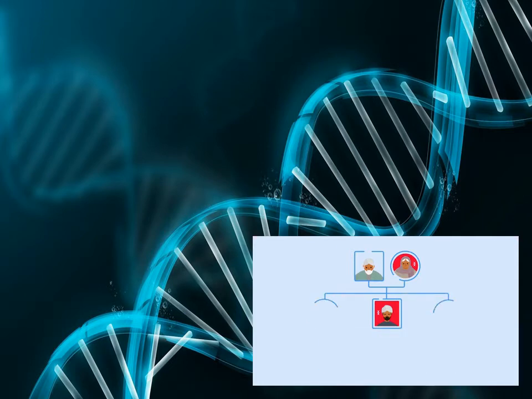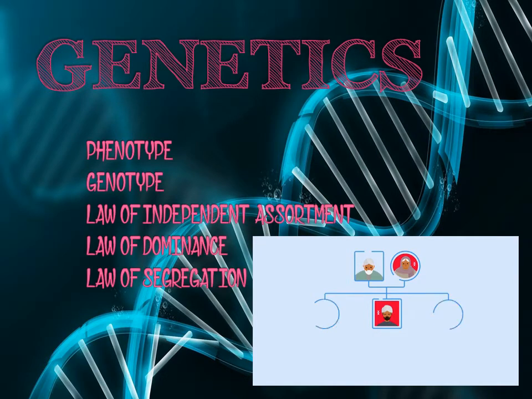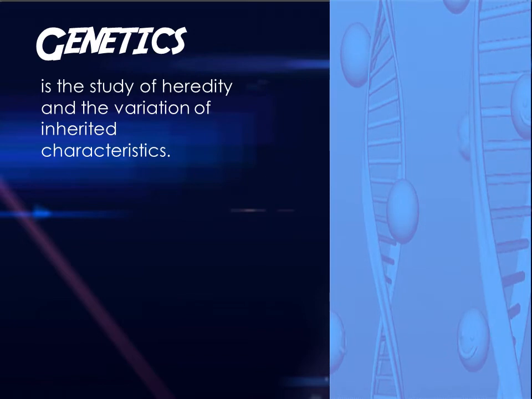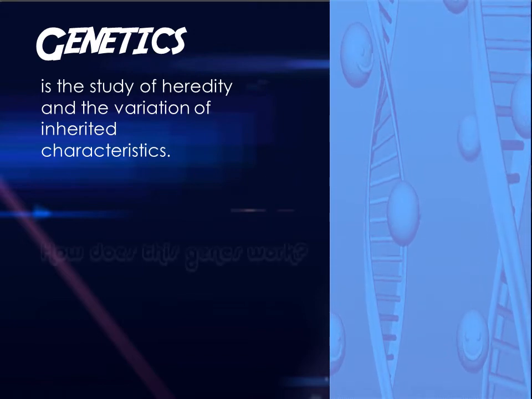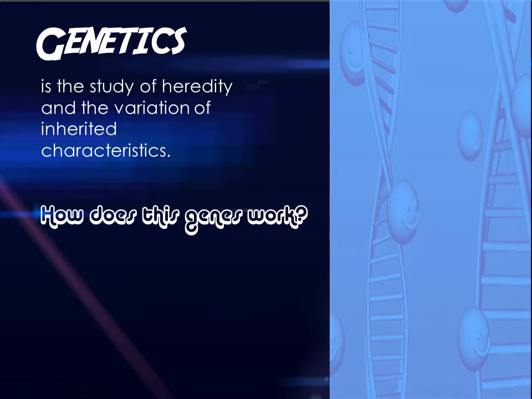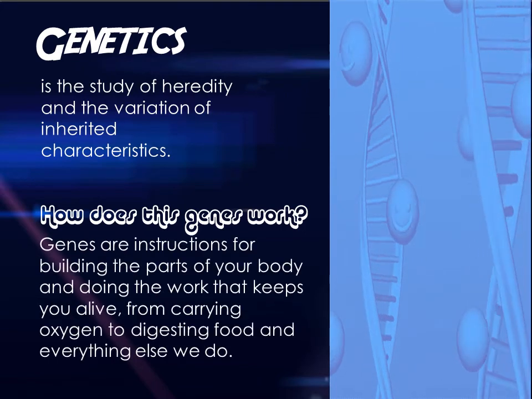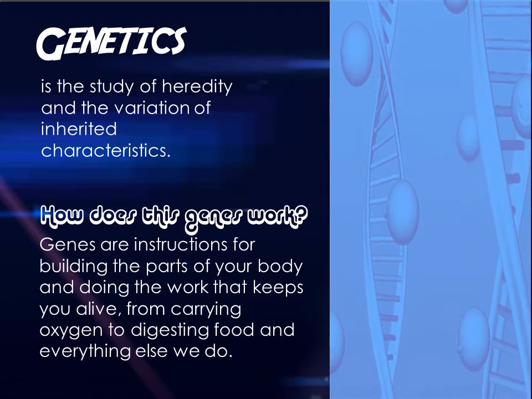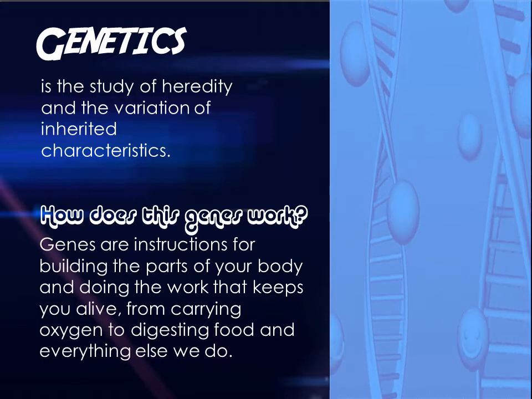For our next topic, we will tackle genetics. So, we will talk about phenotype, genotype, law of independent assortment, law of dominance, and the law of segregation. Genetics is the study of heredity and the variation of inherited characteristics. So, how do these genes work? Genes are instructions for building the parts of your body and doing the work that keeps you alive, from carrying oxygen to digesting food and everything else.